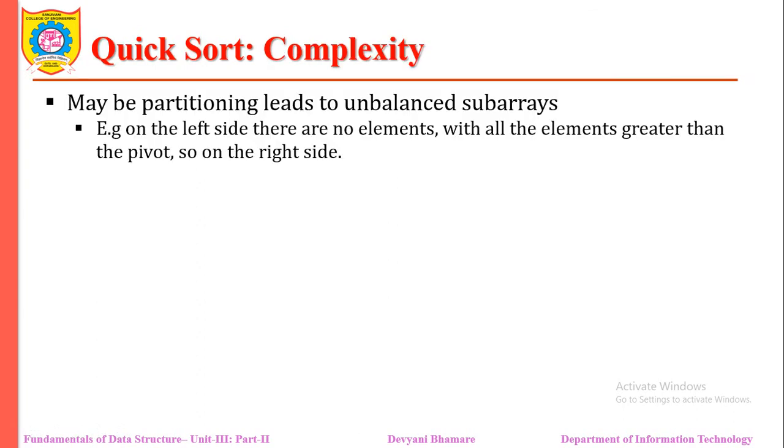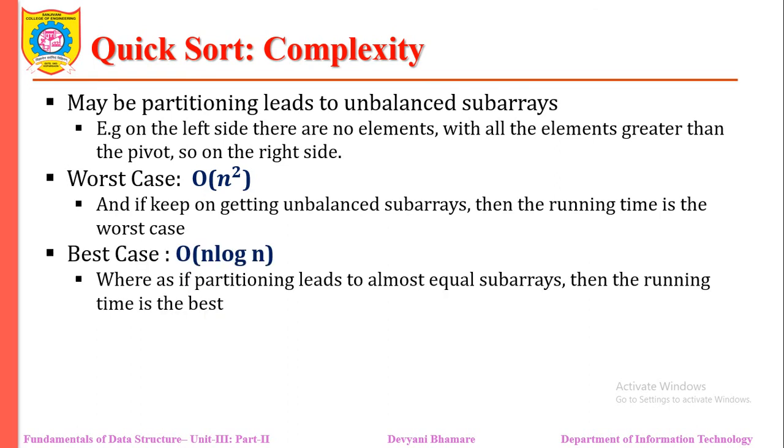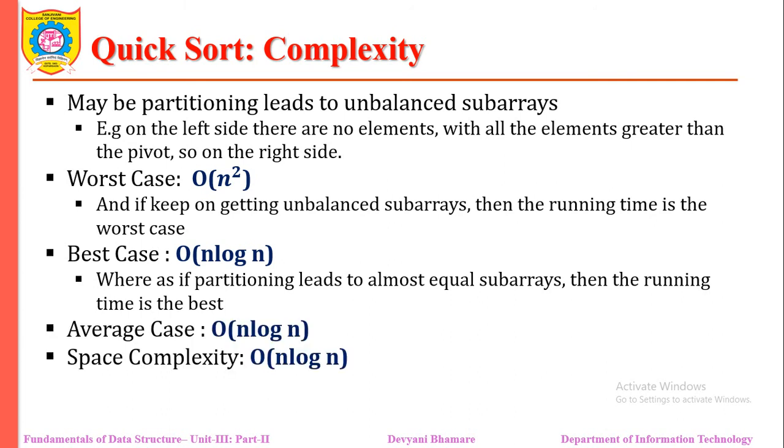If we think about the quicksort complexity, partitioning may lead to unbalanced subarrays, meaning on the left-hand side there are no elements and on the right-hand side there are many elements. That's why in the worst case we require O of n squared time to sort the array. The best case is O of n log n, where the partition leads to almost equal arrays, meaning the running time for partitioning the left-hand side and the right-hand side is the same. The average case for quicksort is n log n.